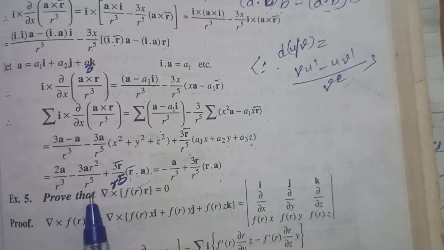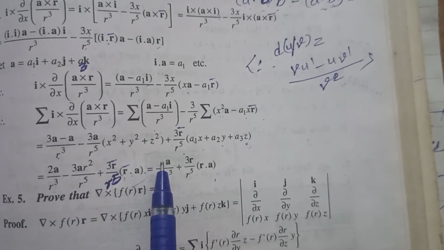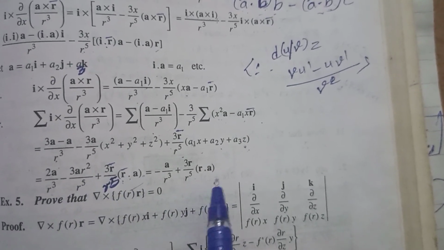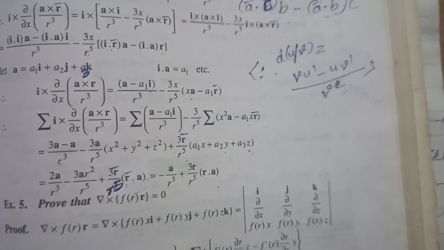So if you do the cross multiplication, you will get minus A by r³ for these two terms. This term we write the same as it is. That's all. Hope you understand this theorem.